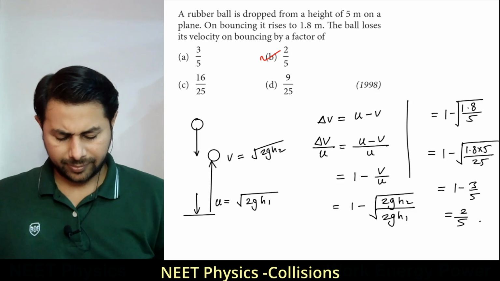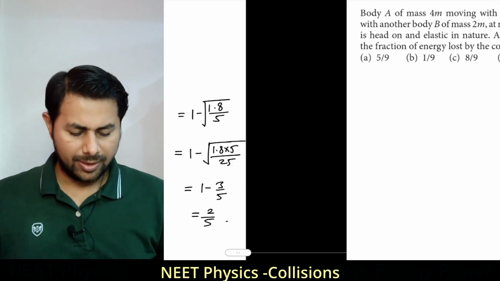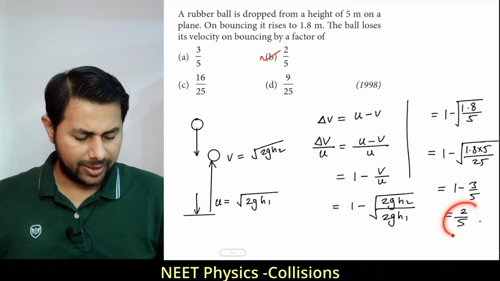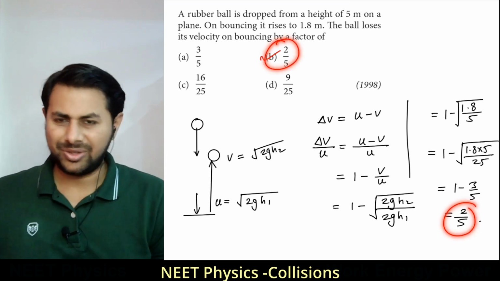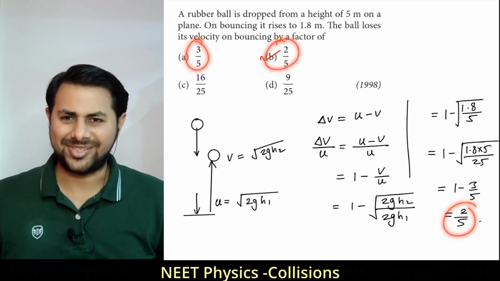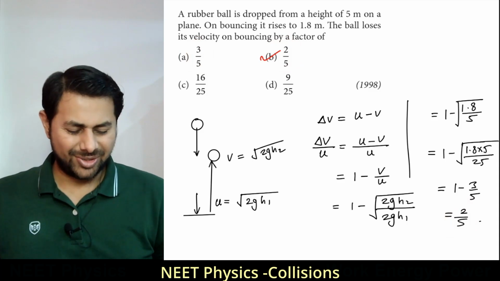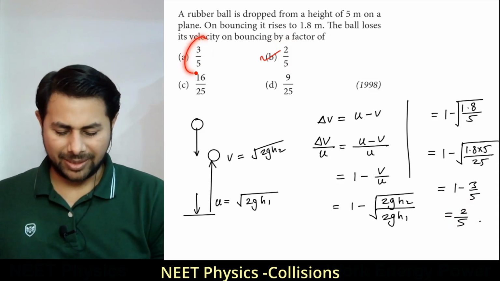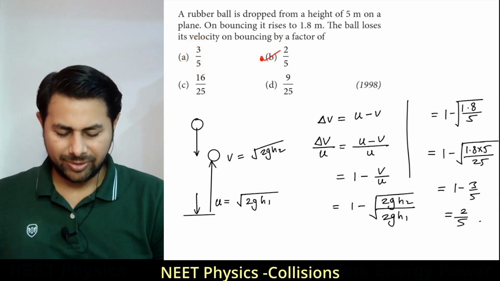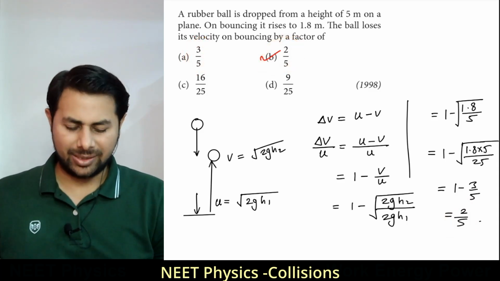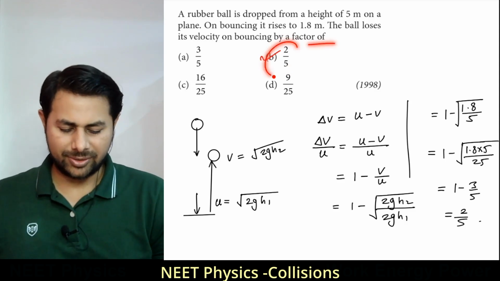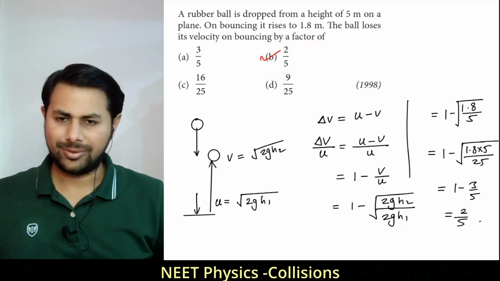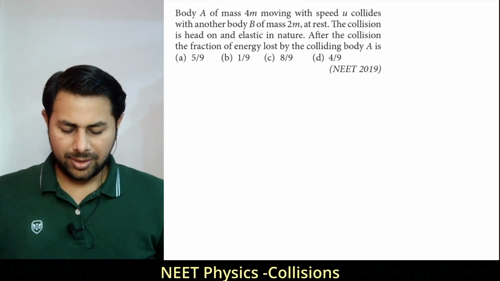Okay, then let's see the next one. But see here, 2 by 5 is present in the options and 3 by 5 is also present, right? So if we just find the final to initial velocity, we'll get 3 by 5, but that's not the answer. We want how much factor it loses its velocity. So it's 2 by 5. Okay, let's see the next one.